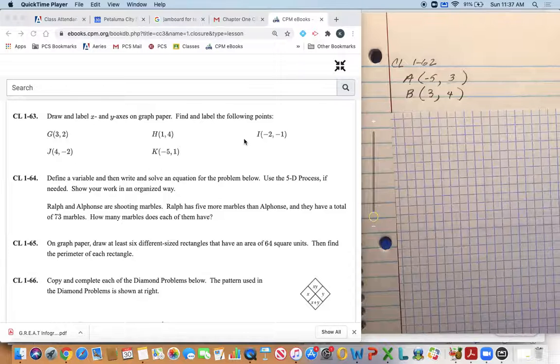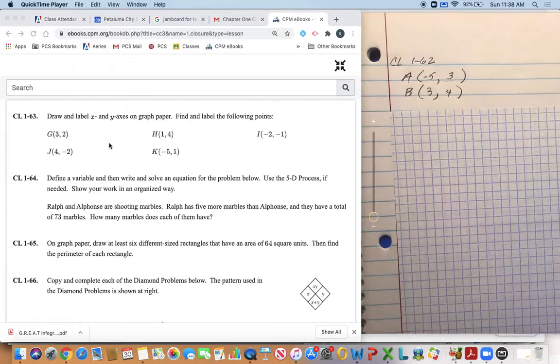So now I'm going to do closure problem 1-63 right here. And we have to draw and label X and Y axes on graph paper. So then we have to find and label the following points. So now we're going to have to graph these on graph paper.